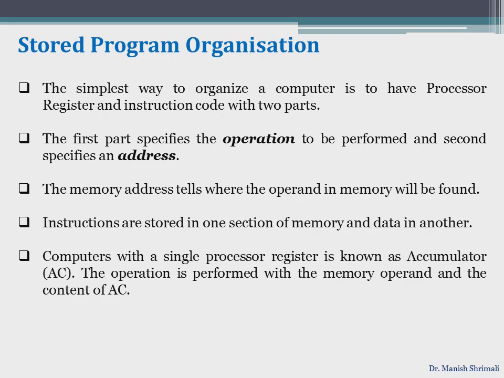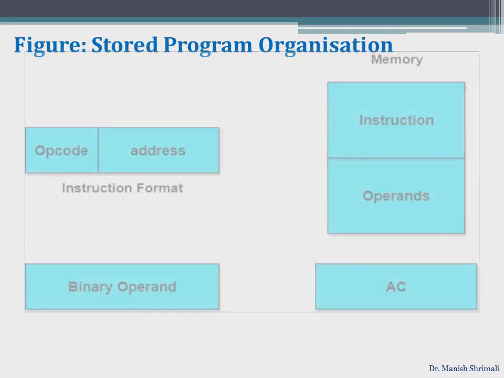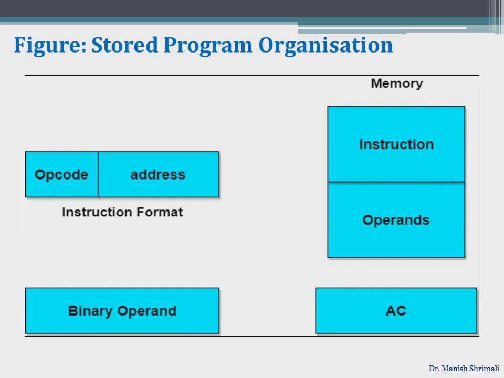Instructions are stored in one section of the memory and data in another section. A computer with a single processor register, known as the accumulator. The operation is performed with the memory operand and the contents of the accumulator. This is the diagram which shows the various features of a computer system that comprises the memory, the instruction format, the accumulator, and the binary operand, just as we had discussed in our earlier slide.